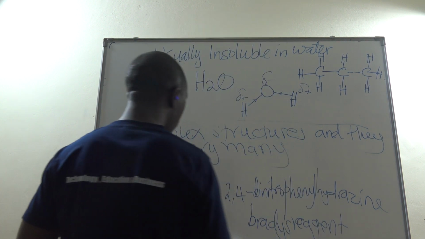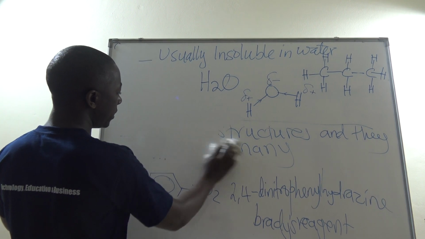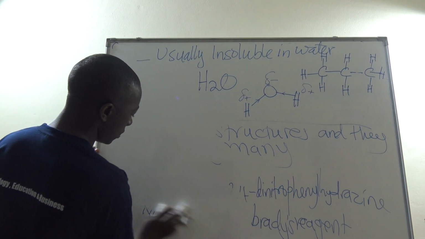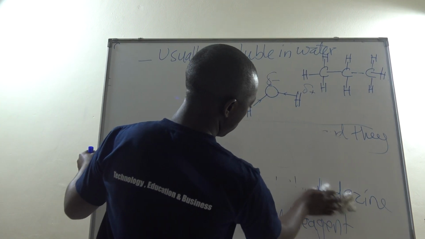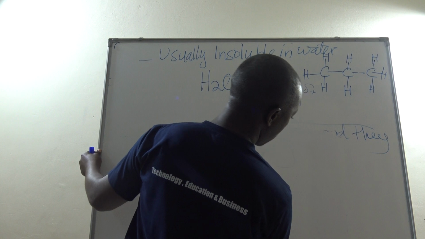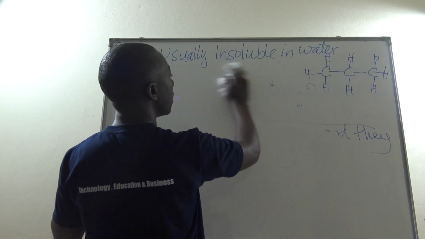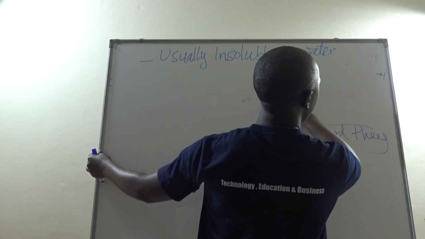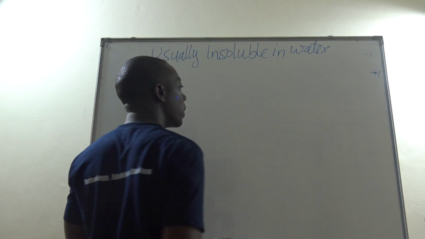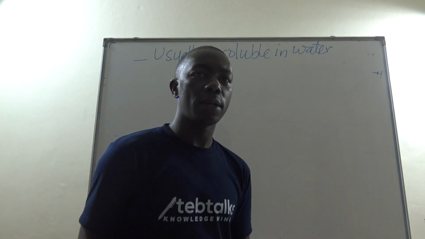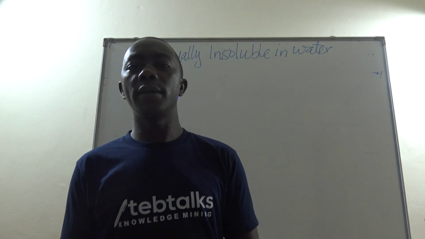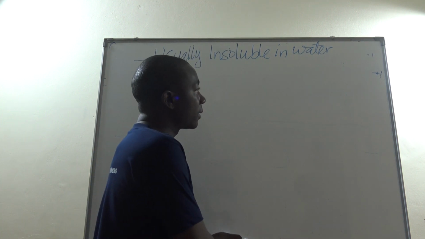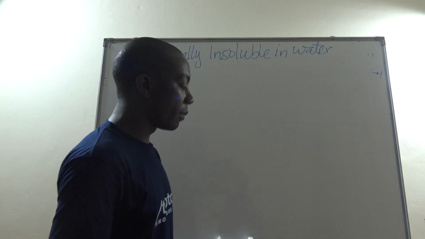Now, the last one, it may not be the last, but the most important, is about the electronic configuration of carbon. Remember, we are studying organic chemistry, and the center of organic chemistry is carbon. If we could study properly the clear-cut differences between the properties of carbon, then we'll easily understand organic chemistry.